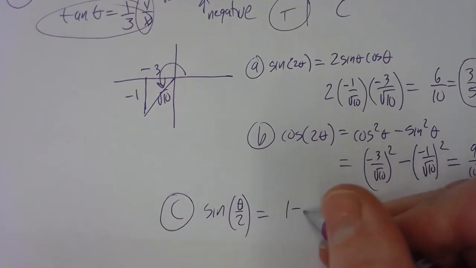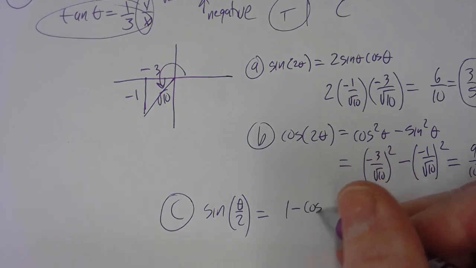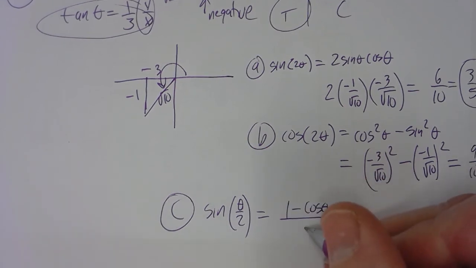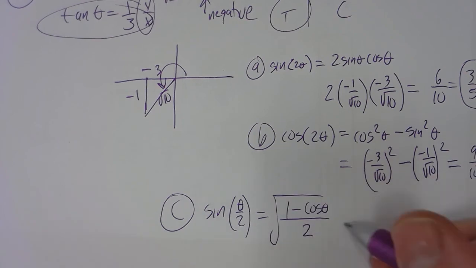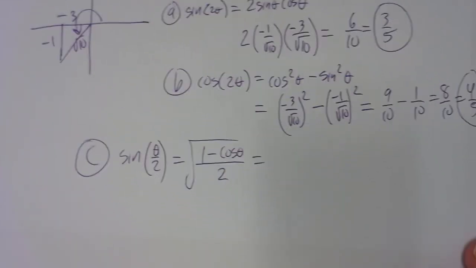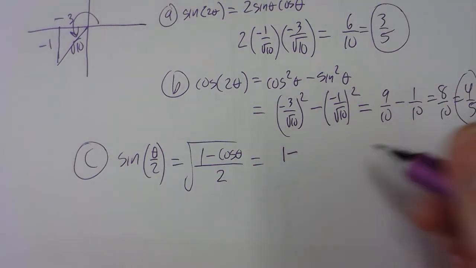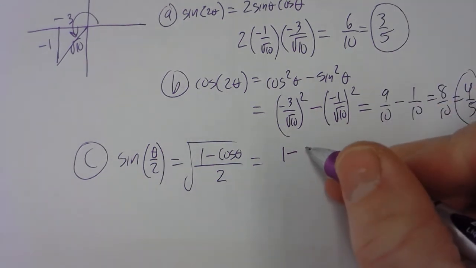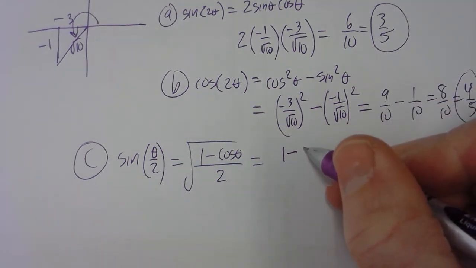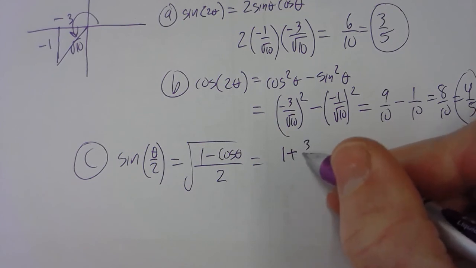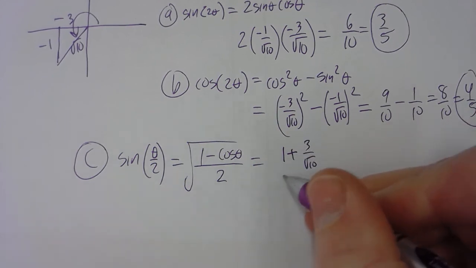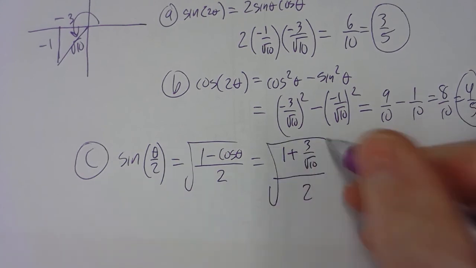It's the square root of 1 minus cosine theta divided by 2. I'll get the positive version of that. So it's going to be 1 minus cosine, which was negative 3, so it's going to be plus 3 over the square root of 10, over 2, square root.